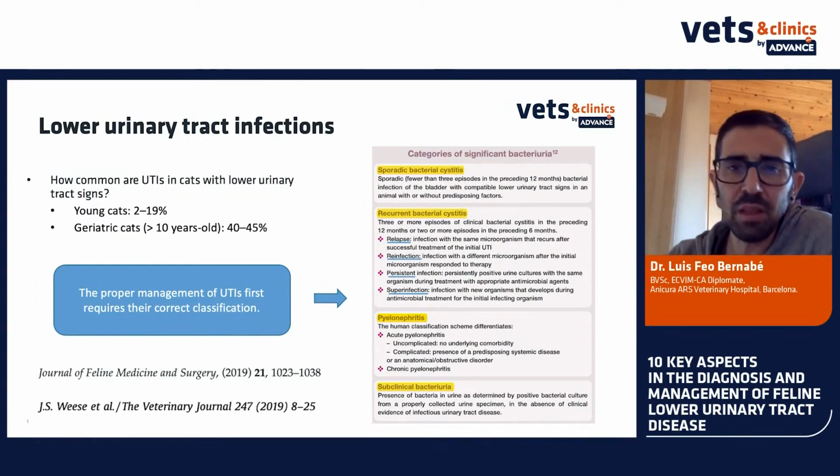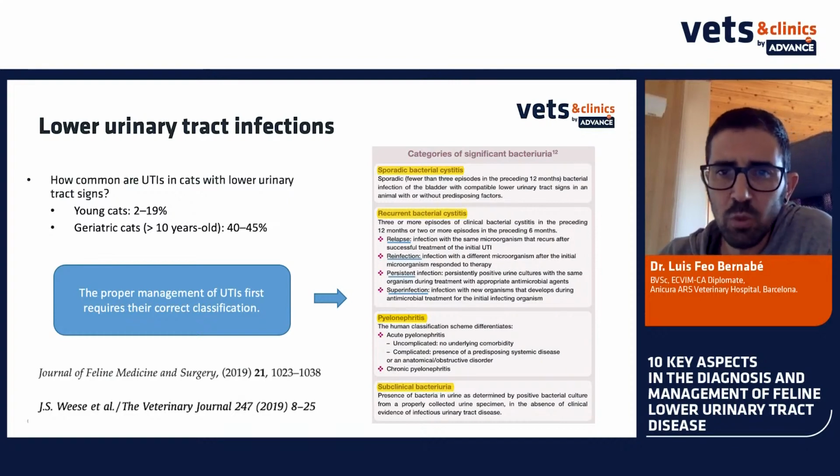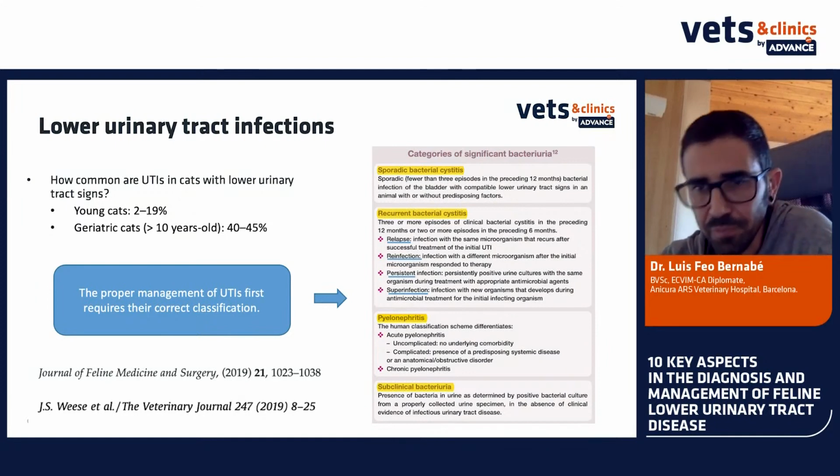So this classification has changed in the last few years. So let's talk a little bit briefly about this classification. First of all, we have a sporadic bacterial cystitis. What is a sporadic bacterial cystitis? It is when you have fewer than 3 episodes in the preceding 12 months of bacterial infection with clinical signs compatible with this disease.